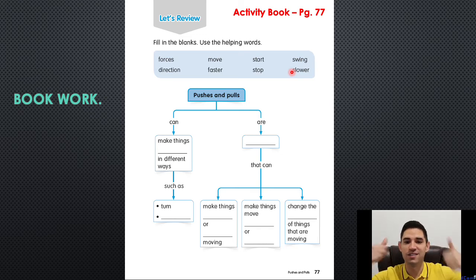Excellent. Thank you, students. We have been learning about pushes and pulls in this unit, and we have here a link that says can and another link that says are. So we have to use these words over here and fit them in the missing words. So we have 1, 2, 3, 4, 5, 6, 7, 8 missing words we need to complete by using the words at the top.